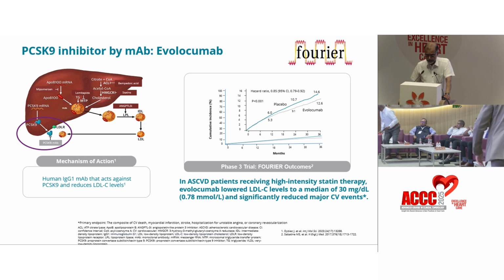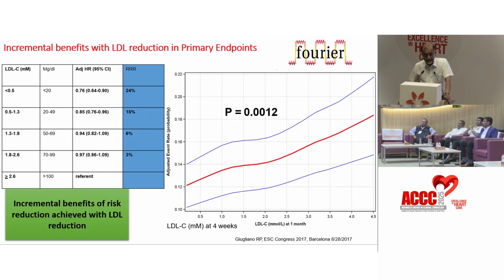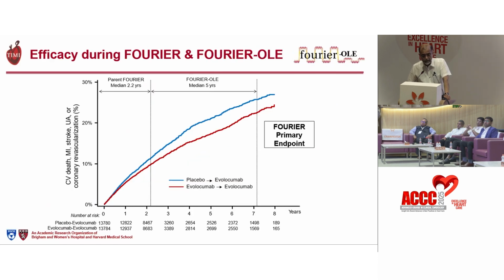The FOURIER trial was one of the trials which showed that in atherosclerotic cardiovascular disease patients receiving high-intensity statins, it lowered the LDL cholesterol to a median of 30 milligrams percent and significantly reduced cardiovascular events. As the LDL cholesterol value reduces, there are incremental benefits at each level of reduction. And that was also shown in the FOURIER trial.